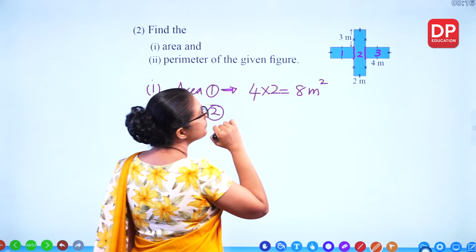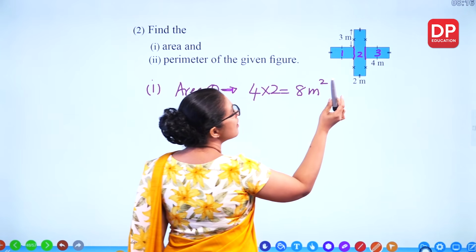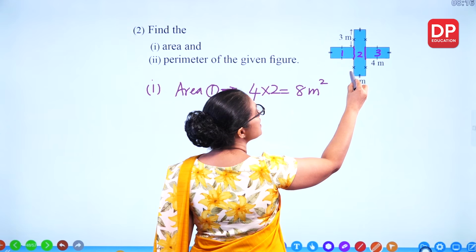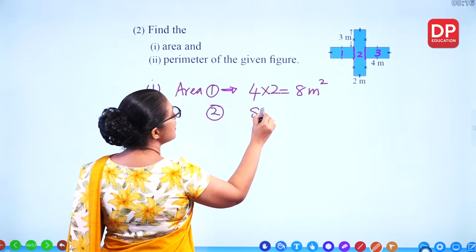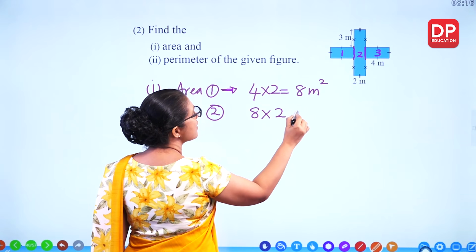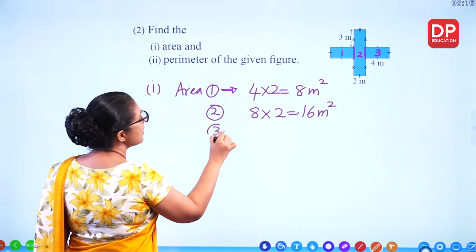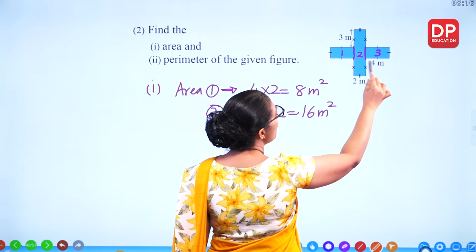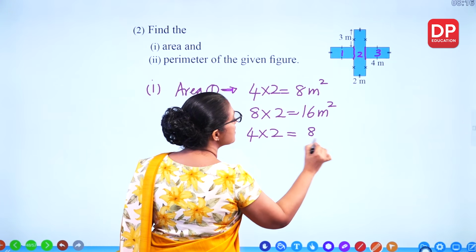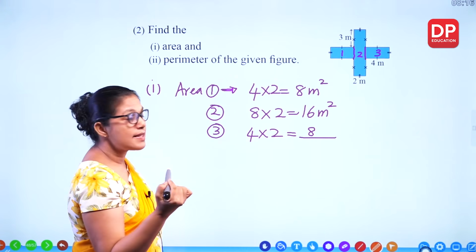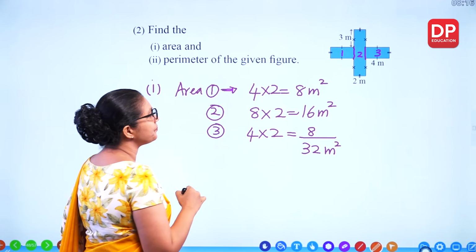Second area, 2 is the width, and what's the length? 3 meters, 3 meters, 6. 6 plus the small one, 6 plus 2, 8. 8 times 2, 2 is the breadth, 16 square meters. And what's the third area? 4 here, and this is 2. 4 times 2, 8. So what's the total area? 8 and 8, 16. 16 plus 16, 32 square meters.